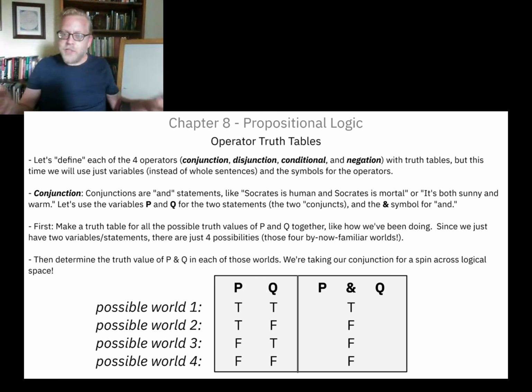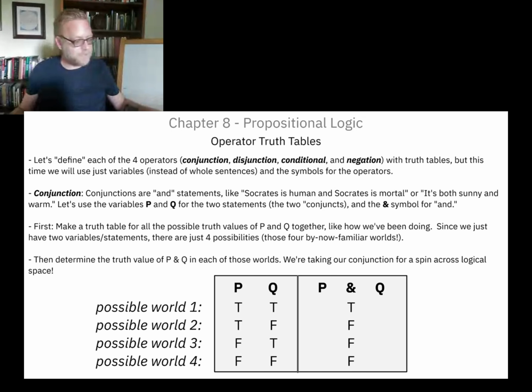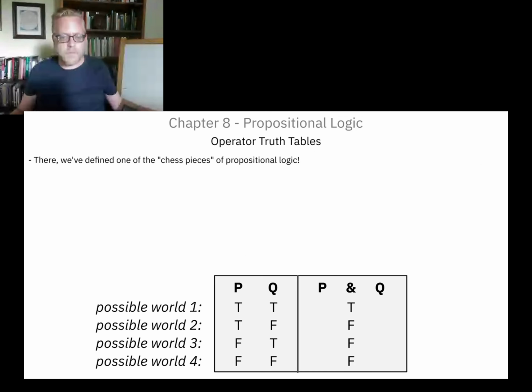Okay, so this just tells you what a conjunction operator does, how it functions. The way in which the truth values of the simple statements affects the truth value of the complex compound statement. So that's chess piece number one. We only have a few more to go, so stay with me here.